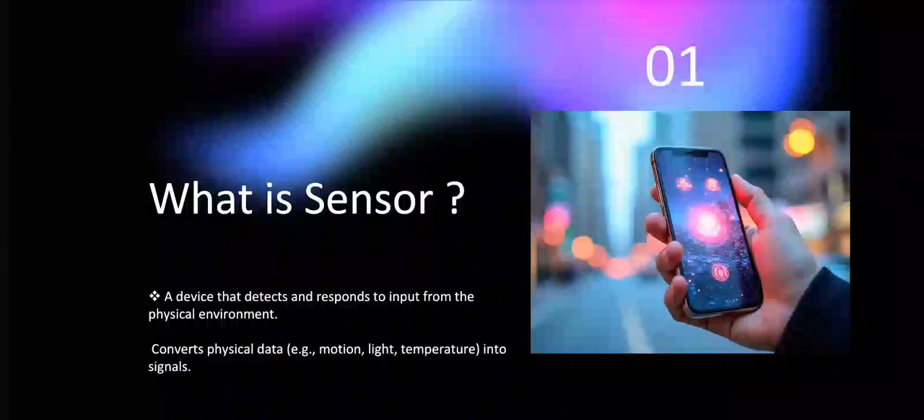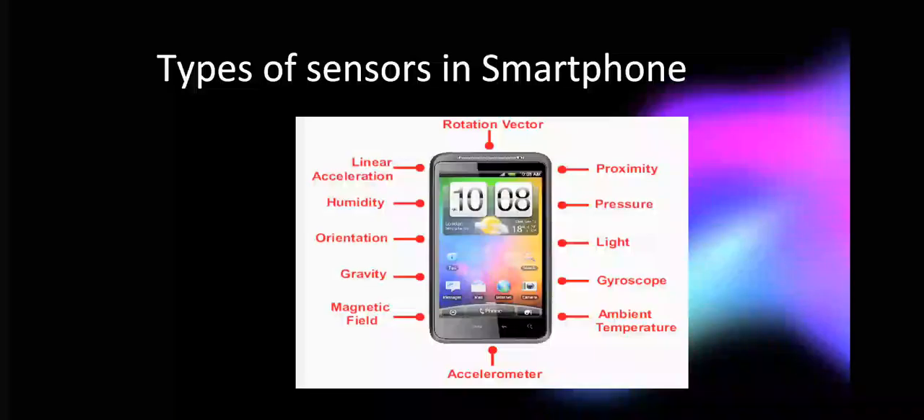Before seeing the different types of sensors, let's understand what a sensor is. A sensor is a device that detects and responds to input from the physical environment. It detects changes or events in its environment and converts them into signals that can be read or processed. So it acts as an intermediary between the physical world and the electronic world. A sensor also detects various physical phenomena such as light, heat, pressure, or any movement or motion, etc.